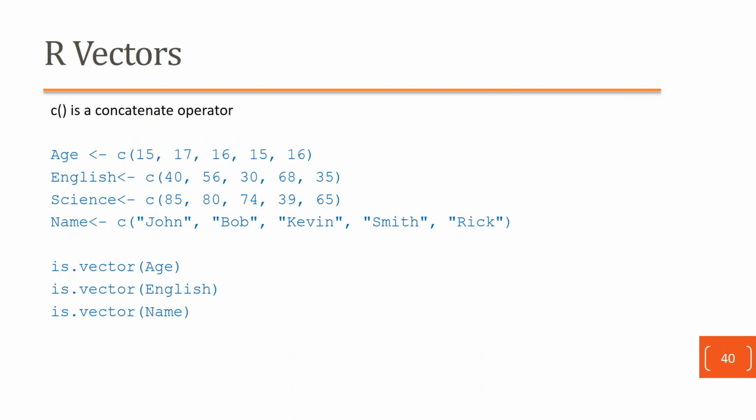It is not only learning about these vectors, it is also to make you comfortable in the R environment. Where are you getting the error? Where to code? How to code smartly? How to use previous commands, etc. Create these four vectors: age, English, science, name. Use the function is.vector on age, is.vector on English. If you are done, let me know. I'll show the next one, accessing the vector elements.